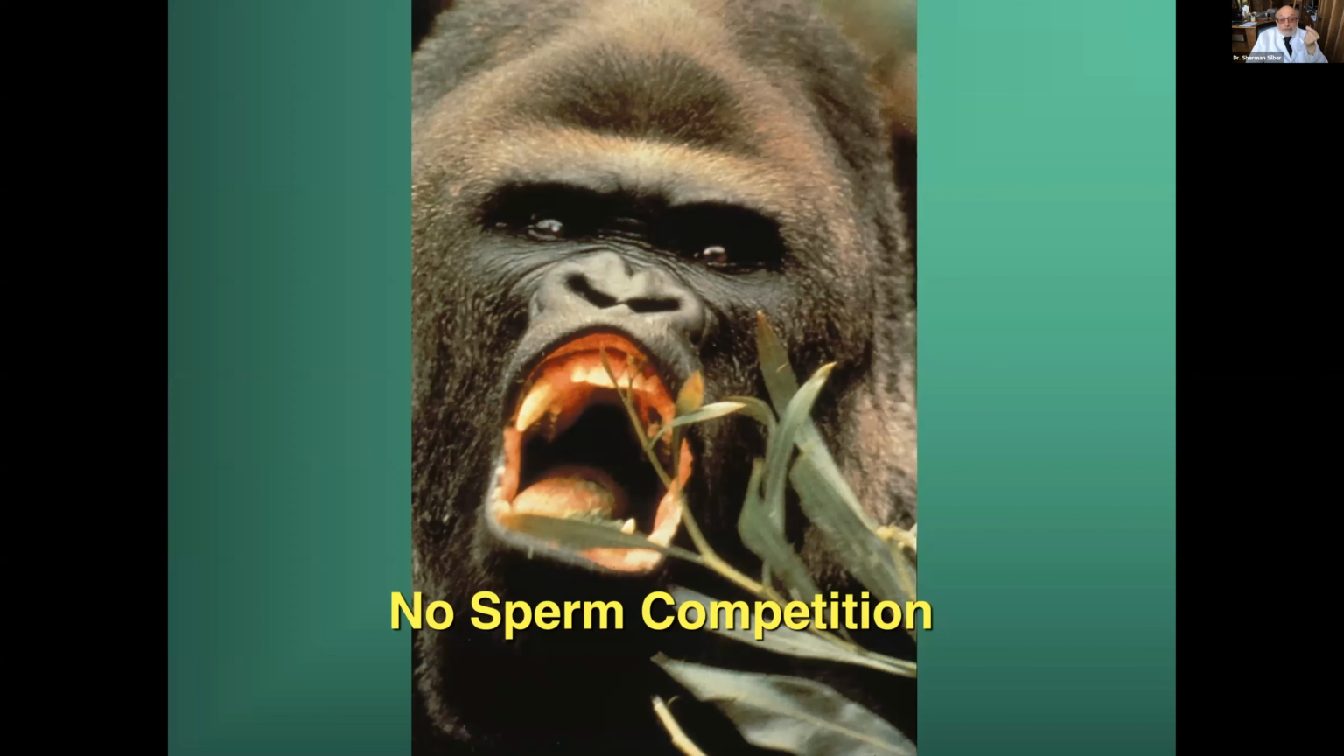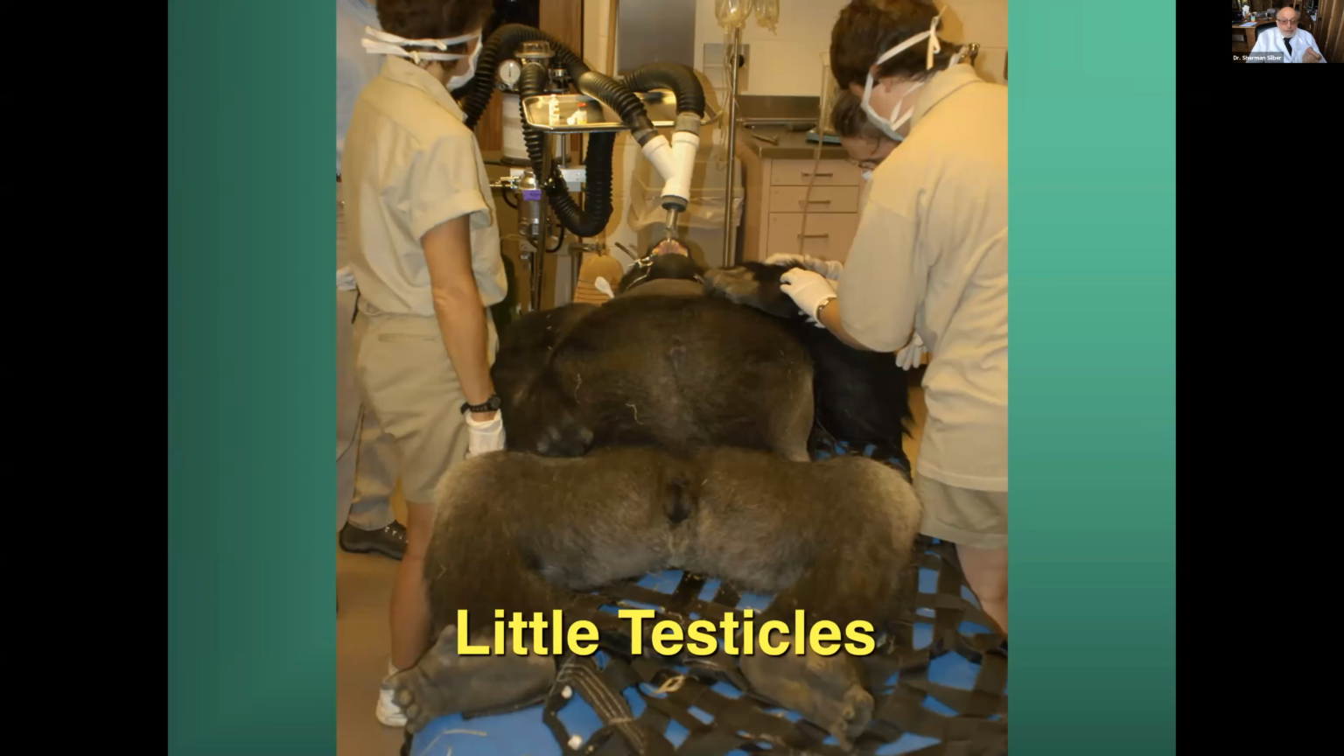What about the gorilla, this fantastically macho animal? There's no sperm competition. He has maybe two or three females, and they never have a chance to mate with any other males. And look at their tiny little testicles. The gorillas really have tiny testicles because of the lack of sperm competition. And the Y chromosome in the chimpanzees is enormous.